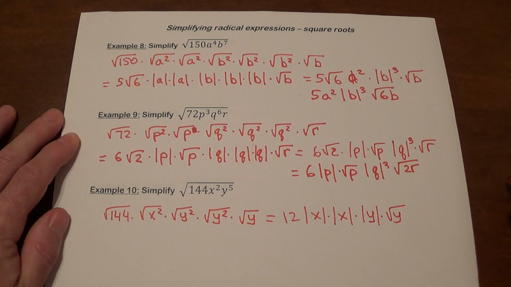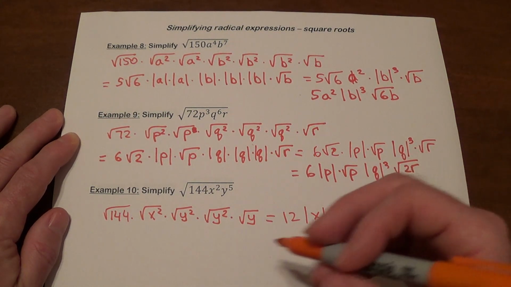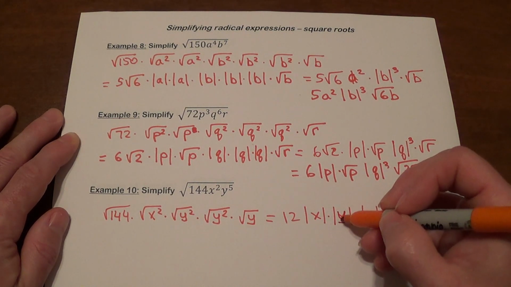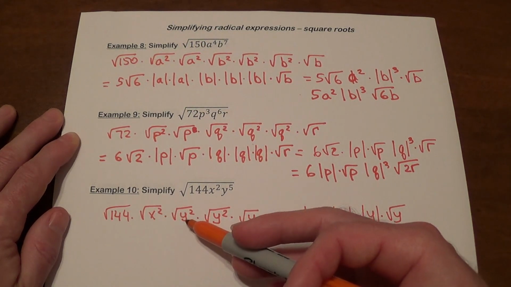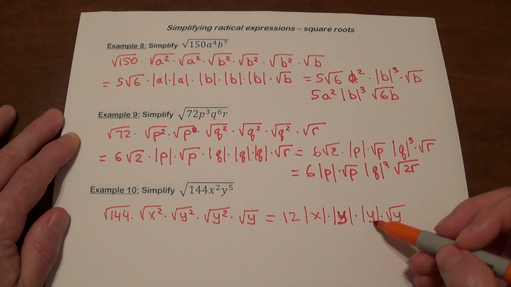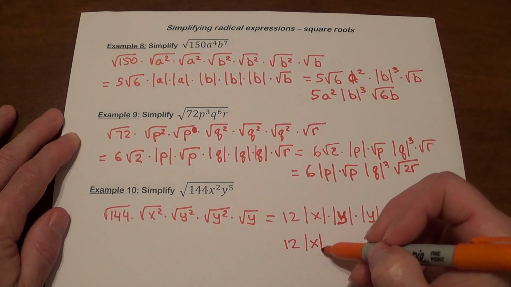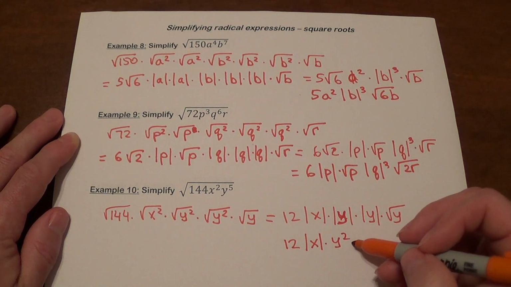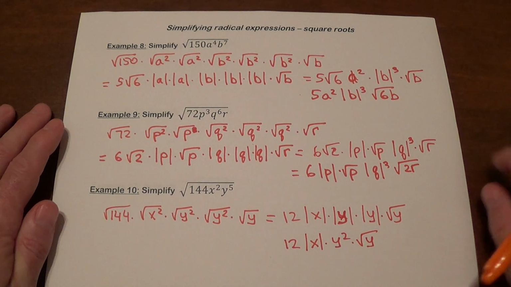So what do we get here? Nope, hold on, it's x squared, so it's x, this one's supposed to be y. My apologies. So it's absolute value of x from here, and then absolute value of y and absolute value of y. So you multiply absolute value of y times the absolute value of y, you no longer need the absolute value there. So it's going to give us 12 times the absolute value of x times y squared times the square root of y. Okay.